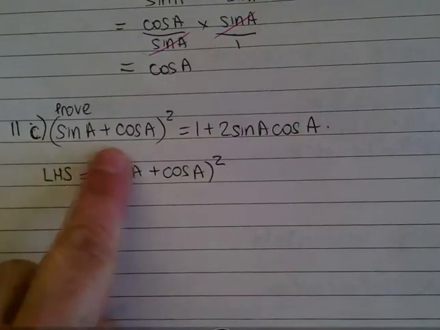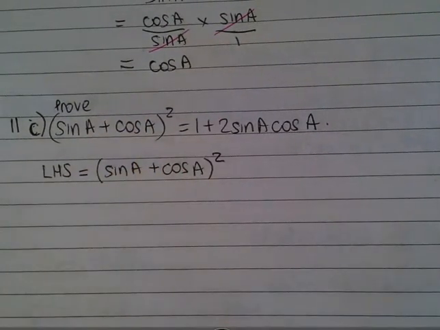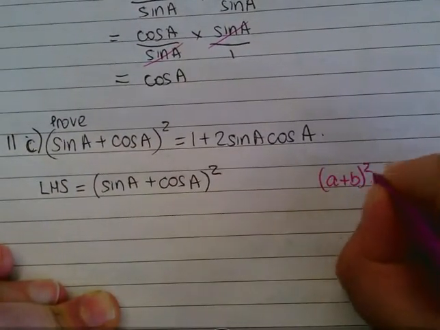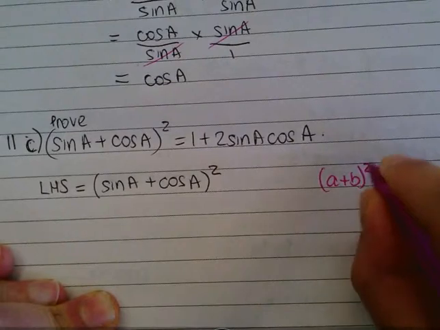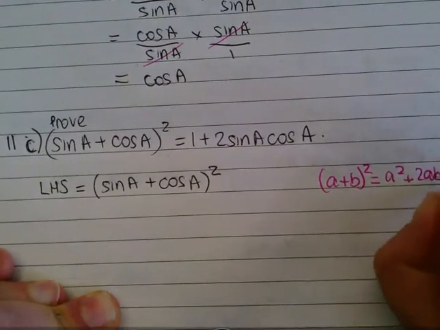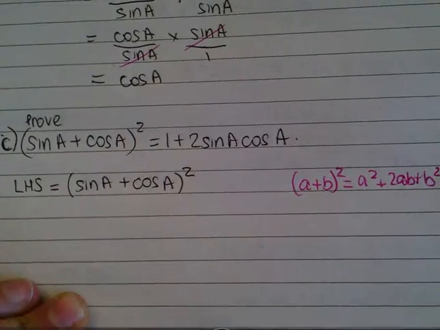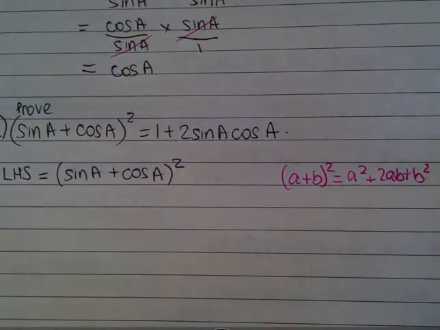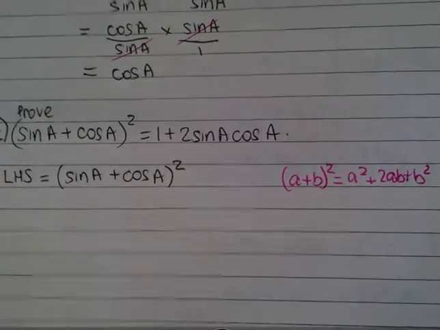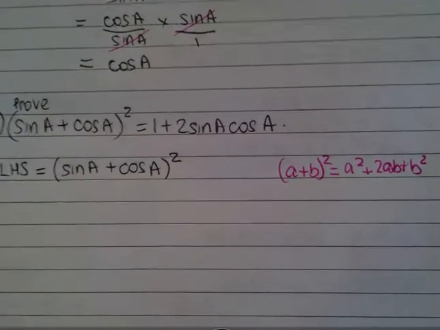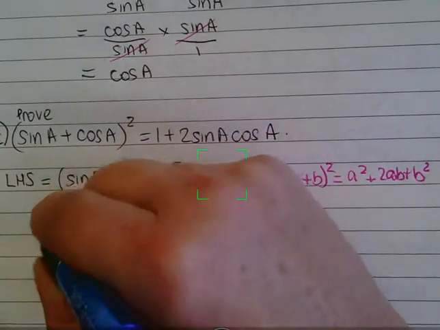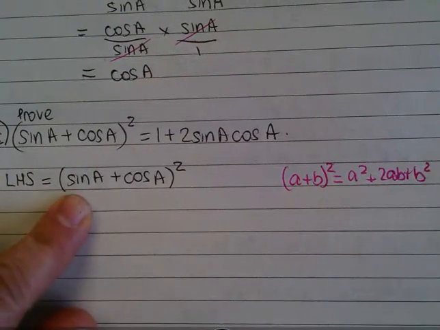Prove that sine A plus cos A all squared equals 1 plus 2 sine A cos A. Girls, that is A plus B squared, which is A squared plus 2AB plus B squared. So you have to expand it. That is of the form A plus B squared. So please do not just write that it's sine squared A plus cos squared A, because it's not. So if we use that, what do we get? Square the first one.